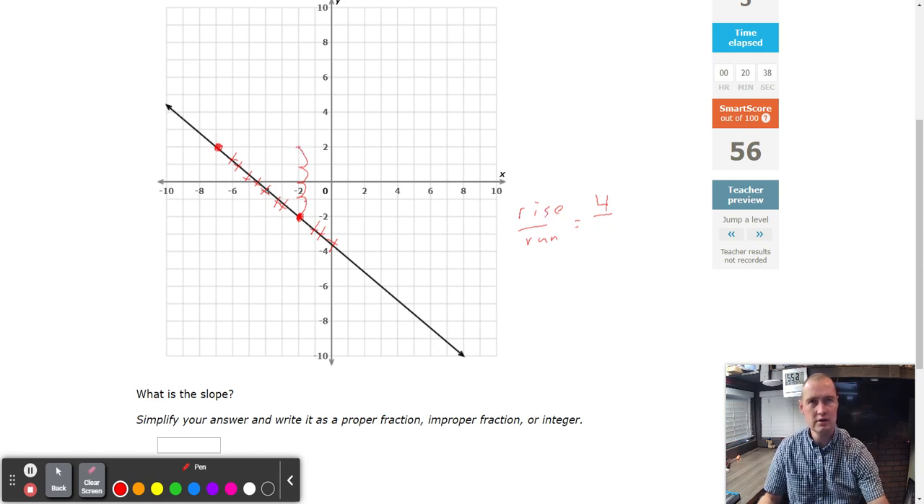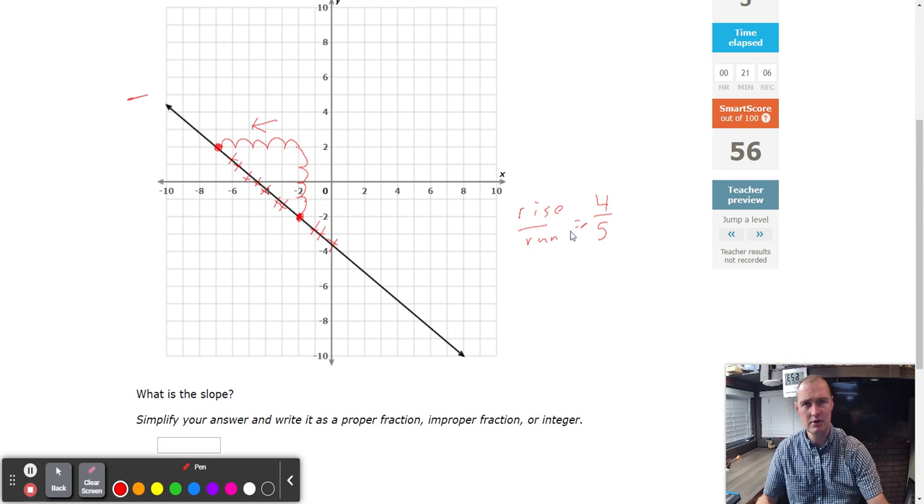To the left, 1, 2, 3, 4, 5. So the run is 5. But because we are counting to the left and it is pointing up to the left, this is going to be a negative answer. So it'd be important to note that this is a negative 4 over 5. Now, negative 4 over 5 is in simplest form already.